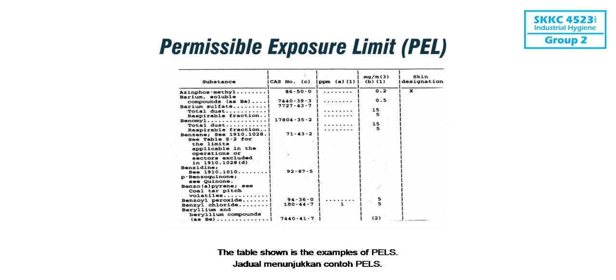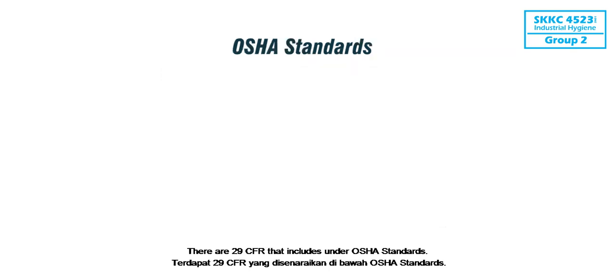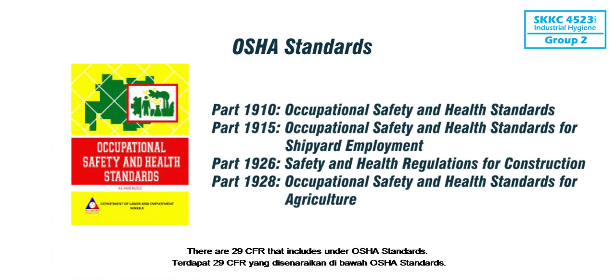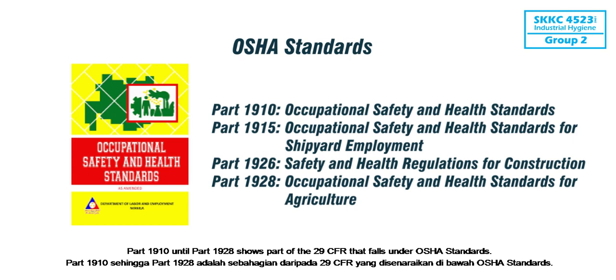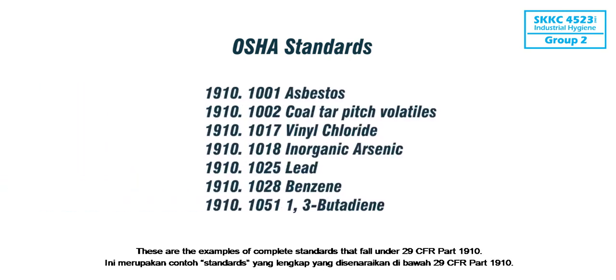The table shown is an example of PEL. This includes the substances, the CAS number, the PPM allowed and the skin designation. There are 29 CFR parts that are included under OSHA standards. Part 1910 until Part 1928 shows part of the 29 CFR that falls under OSHA standards. These are examples of complete standards that fall under 29 CFR Part 1910.